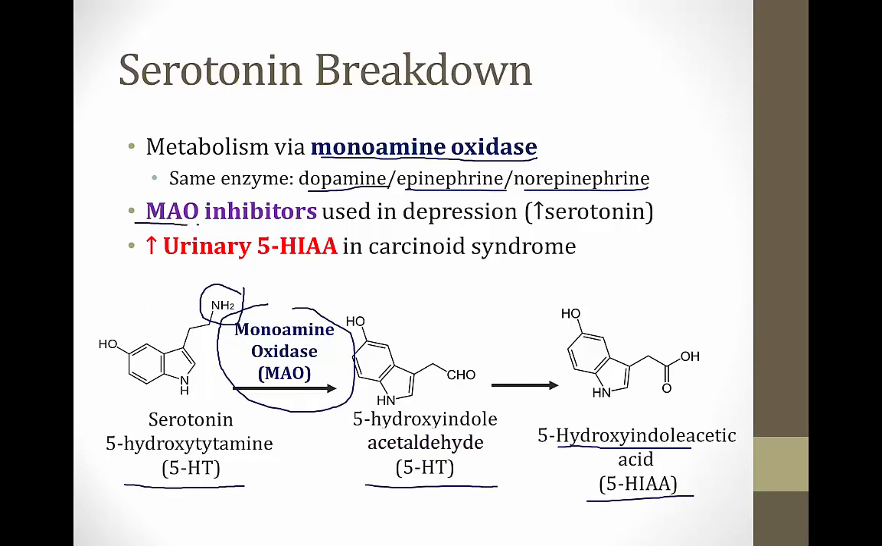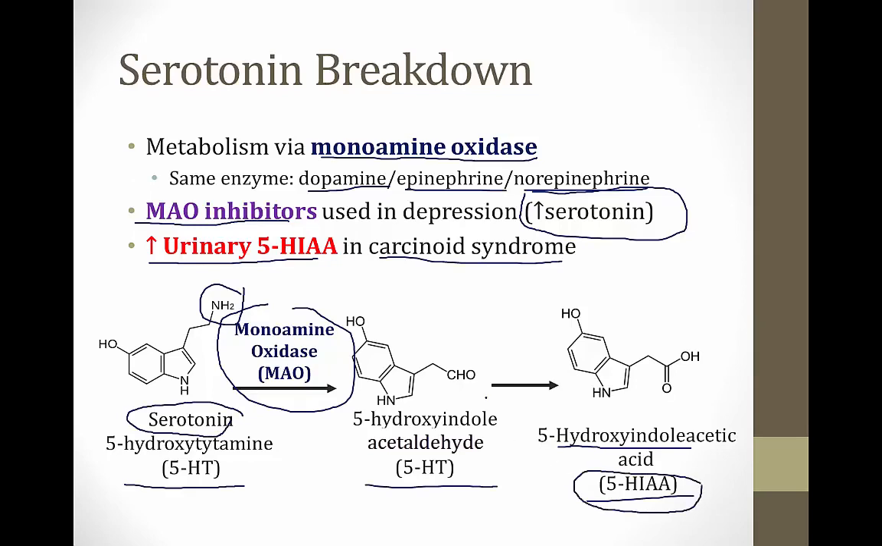MAO inhibitors are sometimes used in depression, and that's because they blunt the breakdown of serotonin and boost serotonin levels in patients who are depressed. In addition, urinary levels of 5-HIAA are sometimes measured to diagnose the carcinoid syndrome, and that should make sense to you now because, as we've discussed, carcinoid patients have increased levels of serotonin coming from tumors, and therefore they have increased levels of 5-HIAA in their urine.